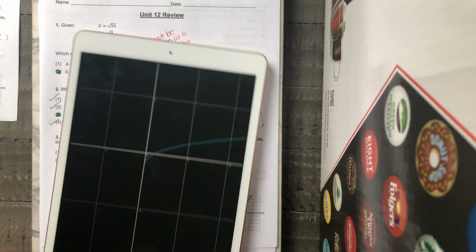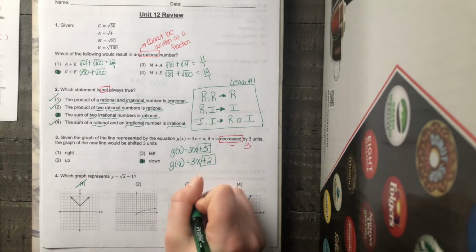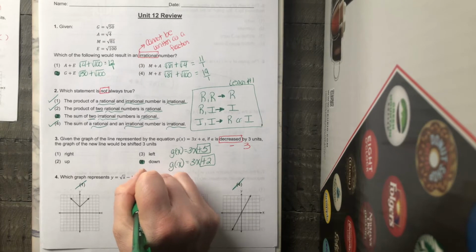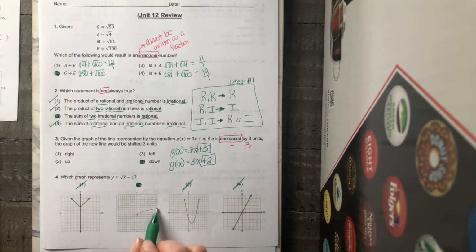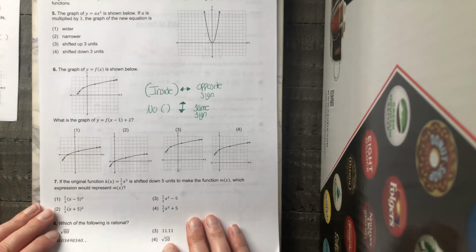So now I'm going to go back to my paper and I'm going to see which one matches. It didn't look like a V or a U or a line. It looked like that curved almost like an R, like to the right hand side. All right, so I know it was choice 2. Moving on to number 5.